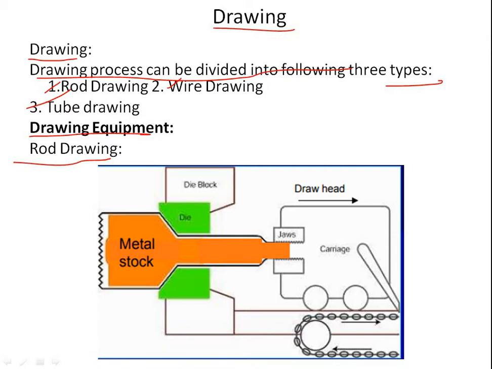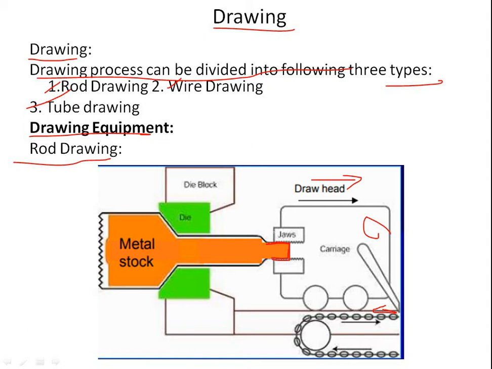You all can see this is a chain drive. This portion is a carriage. Below that carriage we have the chain drive, and you all can see that is a draw bench. This portion is a draw bench, and below that there is a chain drive. And you all can see the draw head direction is shown here. And these are the jaws. This portion is a jaw.